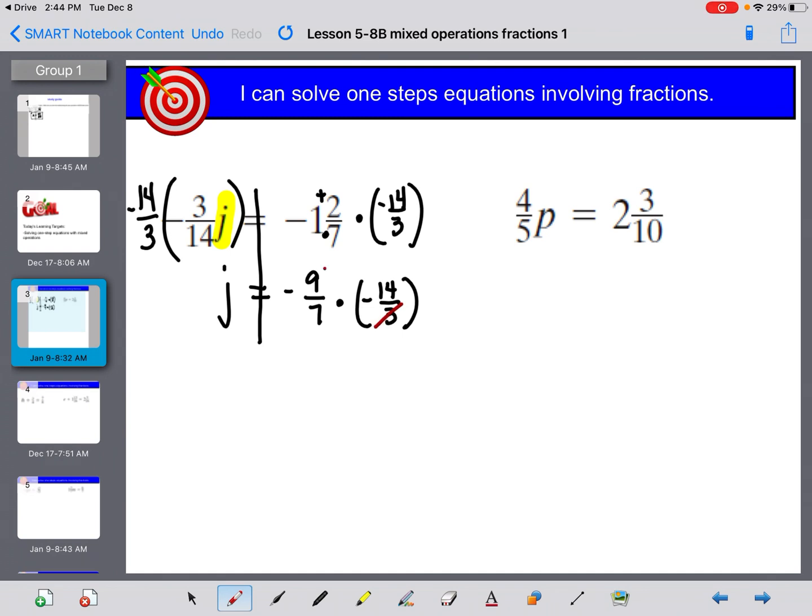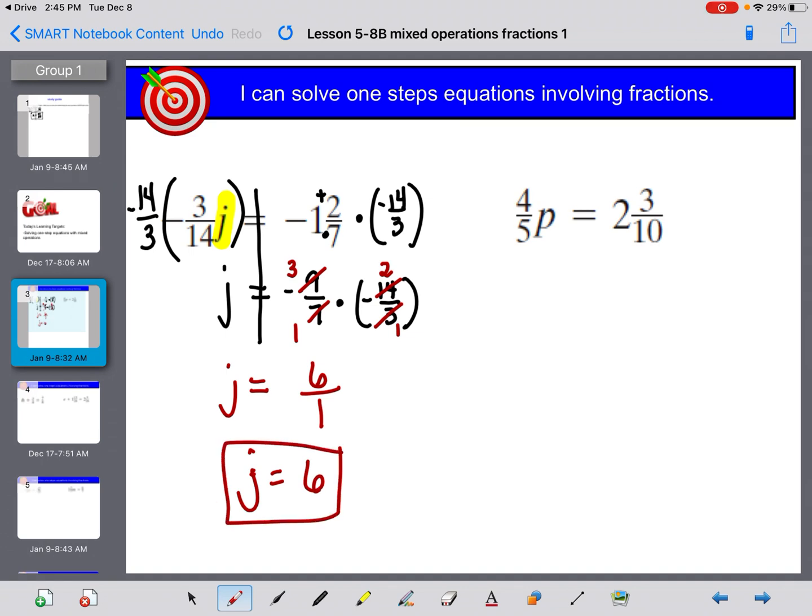When I'm multiplying, I can reduce this. 3 divided by 3 is 1. 9 divided by 3 is 3. 7 and 14 have a common factor of 7. Now, 3 times 2 is 6. I have a negative times a negative, which is a positive, and 1 times 1, which is 1. So J is equal to positive 6.